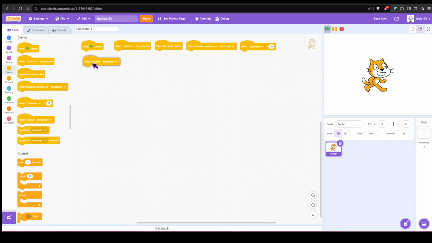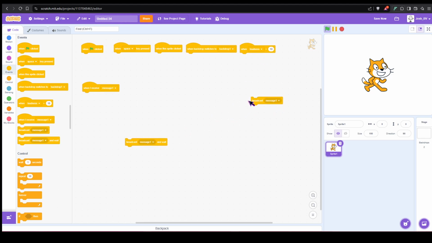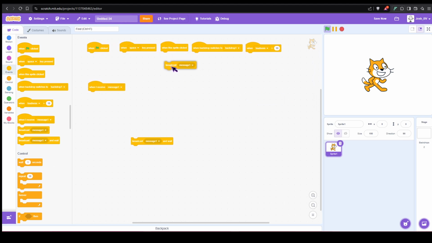And this one, when I receive message, so basically you use this block with these blocks, broadcast and wait. So the three of these are connected. So when I receive message 1, and this block is usually used with other streams of blocks. So let's say when the sprite is clicked, broadcast message 1, and then this block would be connected to another stream of blocks, which would be triggering an effect when the sprite is clicked, when this one is clicked. As you can see, it glows up very quickly.